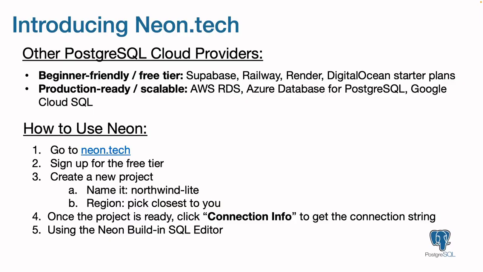So we'll learn how to use it by doing a number of steps. We'll go to the neon.tech website, sign up for a free tier, then create a new project. And once the project is ready, we'll click on the connection info to get the connection string. And then we'll also learn how to use the built-in SQL editor. So let's jump to the neon.tech website to start.